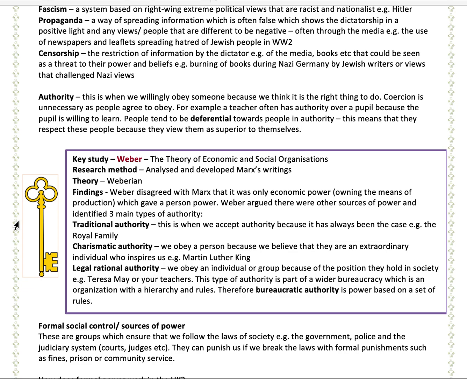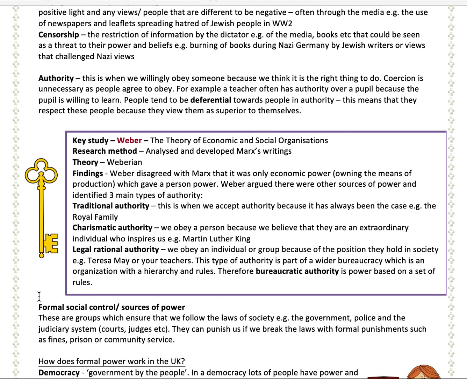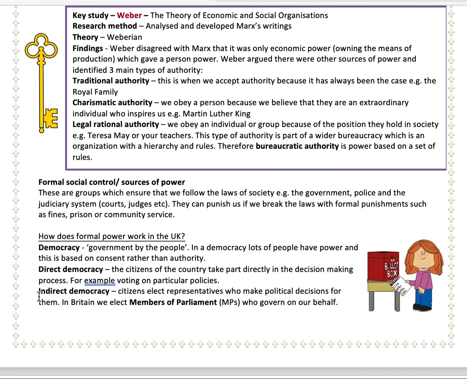And this is part of a wider bureaucracy. So this is the idea that there's an organisation, there's a hierarchy, there's sanctions, there's a power structure there. And obviously people would need to follow that or they would experience the sanctions. But the idea is that you think that person must be correct because of their position, regardless of whether they're going to give you that sanction.